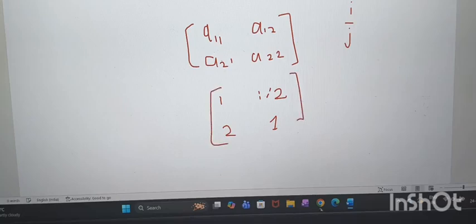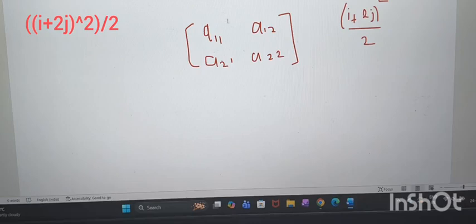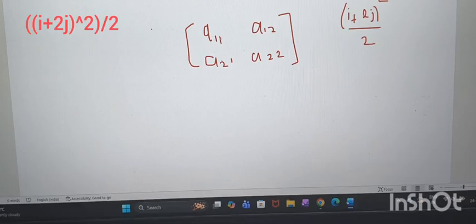Now similarly, the next question would be using this formula, i plus 2j whole square divided by 2. So how will that go? 1 plus 2 into 1 is 2. So 1 plus 2 is 3, 3 square is 9. So the first element or entry would be called 9 by 2. Then again there is 1 in place of i plus 2 into 2. So that's 4, 5 square. So that's 25 by 2.